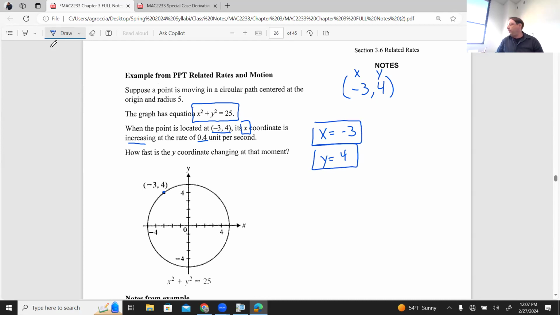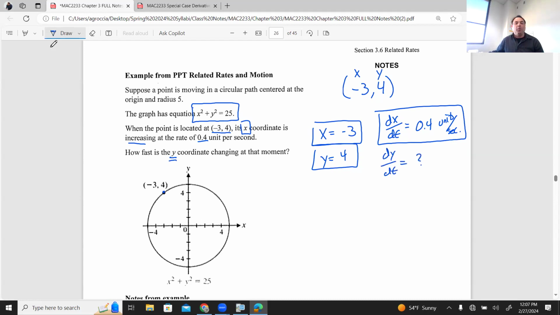Now, in the problem, they just told us the rate of change of X. The rate of change of X is increasing, which means positive, 0.4 units per second. And the question is asking, what is the rate of change of Y? That is dy over dt. That's the one thing we don't know.